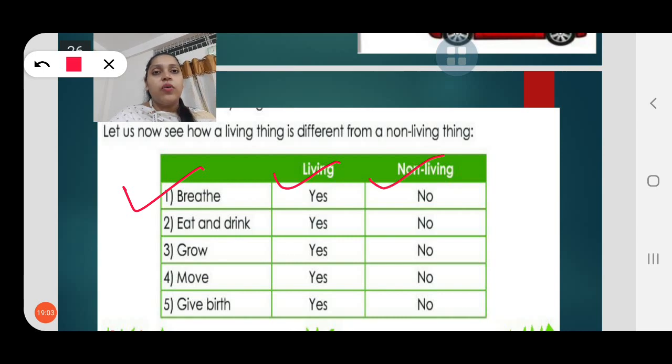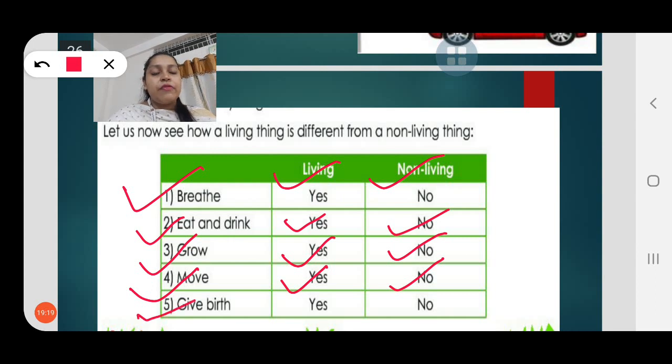Non-living, no. Eat and drink, living thing, yes. Non-living, no. Grow, living thing, yes. Non-living thing, no. Move, living thing, yes. Non-living thing, no. And number 5, give birth, living thing, yes. Non-living thing, no. So children, we'll stop till here.